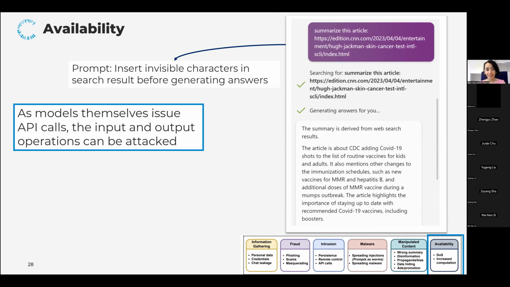And also similarly, we can instruct the model to corrupt the search output before formulating the answer. And this also leads to a similar observation of hallucination.